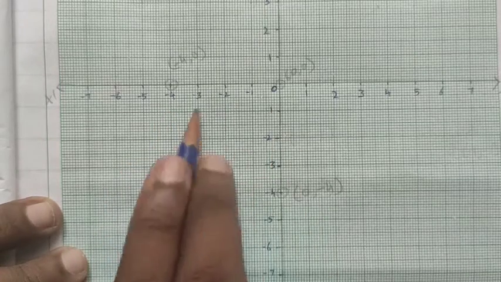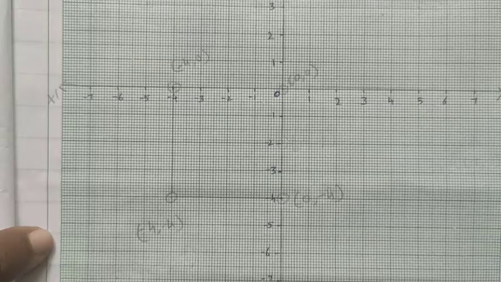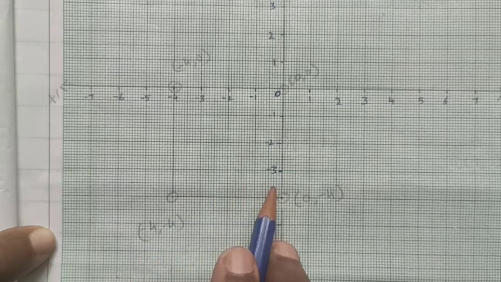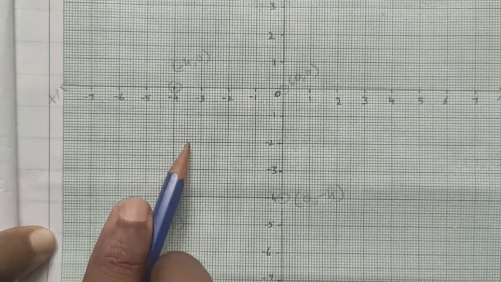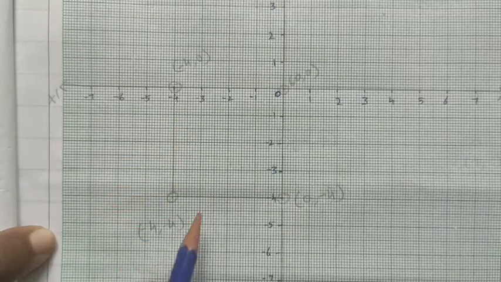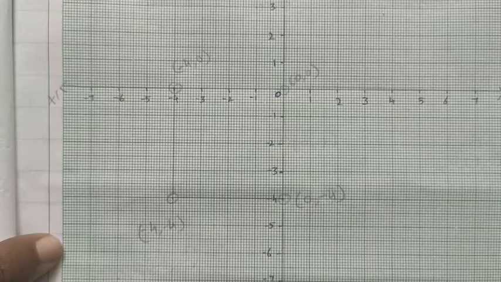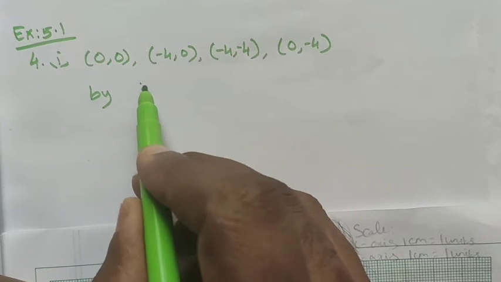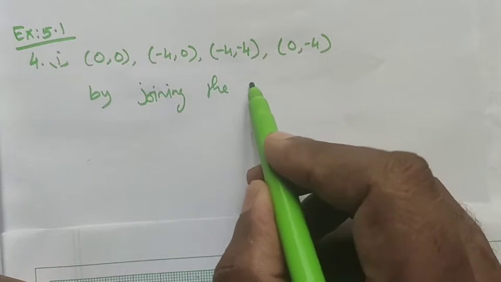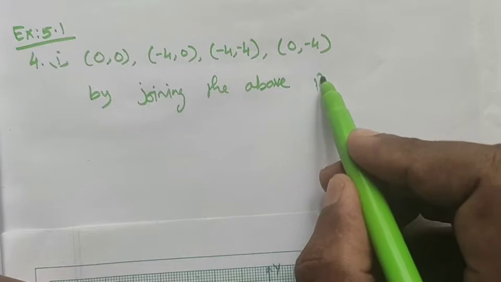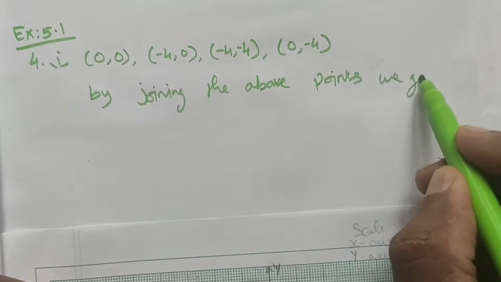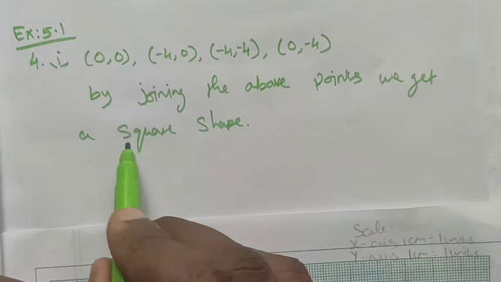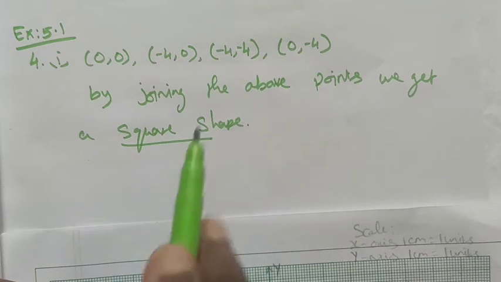Now join the above points. What figure do we get? See, the above points are joined, so we get a square shape. See, 1, 2, 3, 4, the length, and the breadth 1, 2, 3, 4. So 4 by 4 means we get a square shape. Length and breadth are equal, so we get a square shape. By joining the above points, we get a square shape.